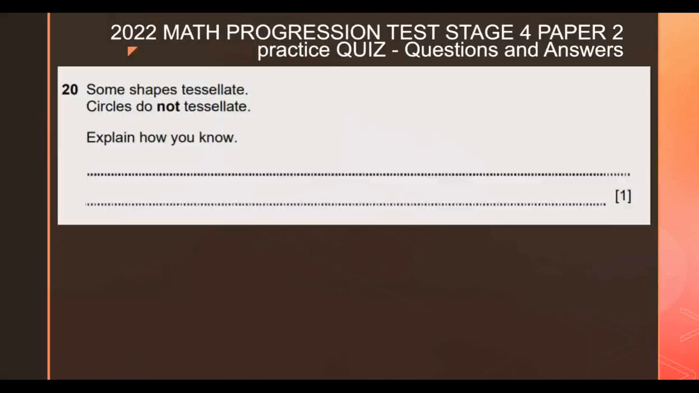Question 20. Some shapes tessellate. Circles do not tessellate.